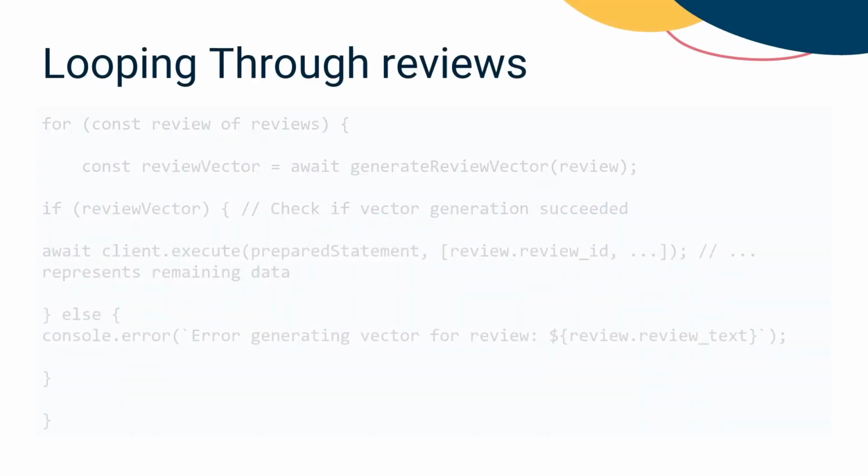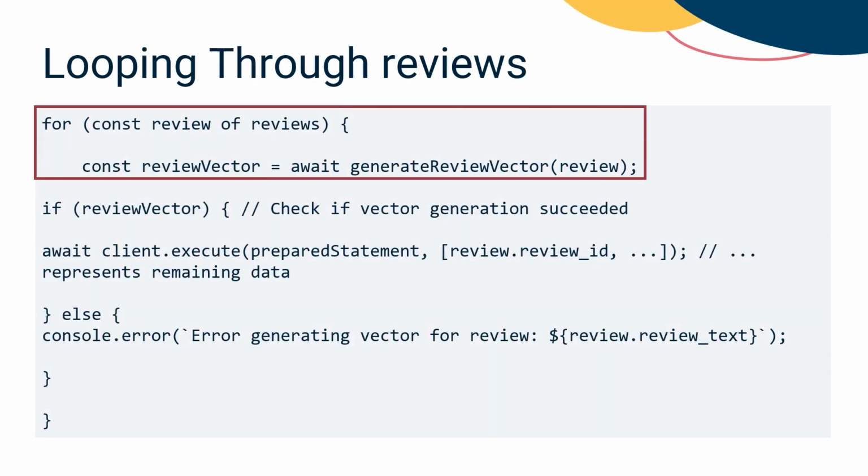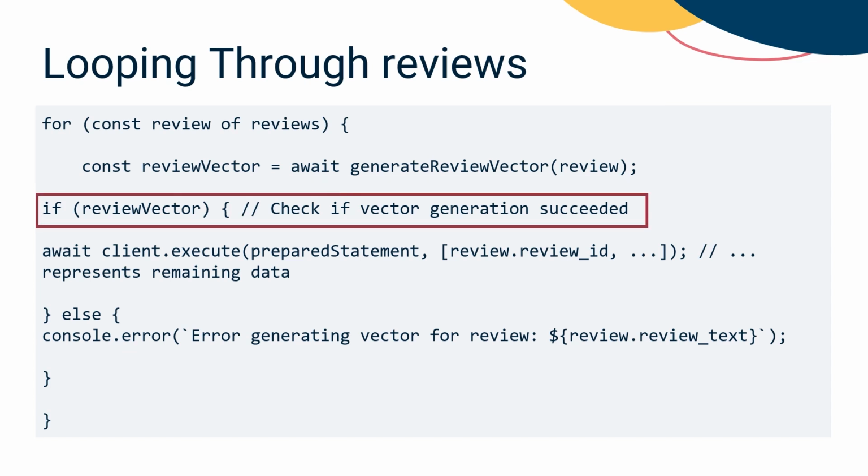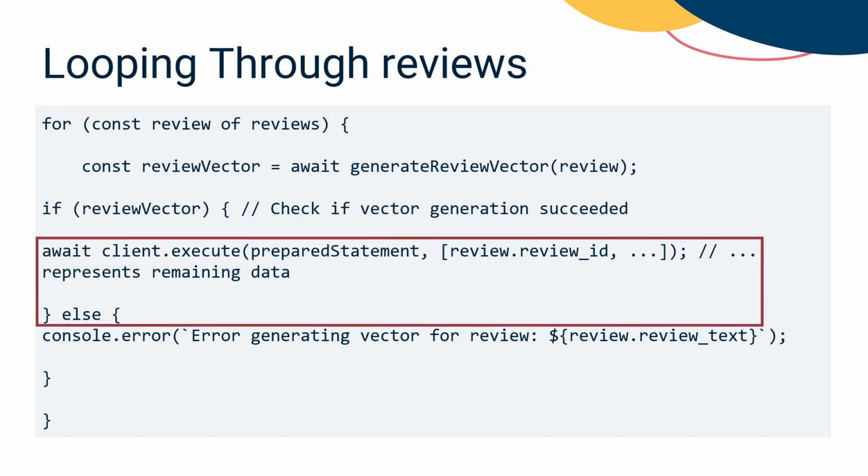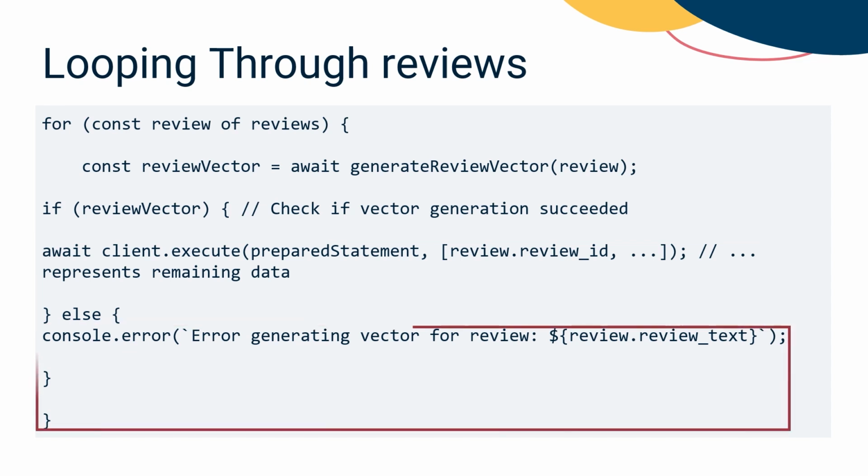Let's explore looping through reviews. First, the generate review vector function creates a numerical representation of the review's text. The await keyword ensures the generation of a vector before moving on. Then, the function checks if the vector generation was successful or whether the review vector is not null. If successful, the function uses the prepared statement to insert review data into Cassandra. The await keyword guarantees the insertion finishes before continuing. If vector generation fails, an error message indicates an issue with processing that specific review.